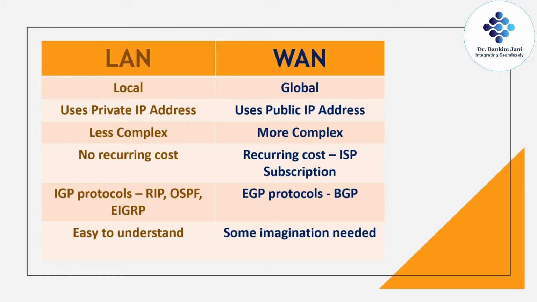LAN uses IGP, Interior Gateway Protocol, like RIP, OSPF, EIGRP, while WAN uses EGP, Exterior Gateway Protocol, like BGP, Border Gateway Protocol. LAN is relatively easy to understand, while WAN requires some sort of imagination, especially the complex topics like say BGP, MPLS, VPN, etc.